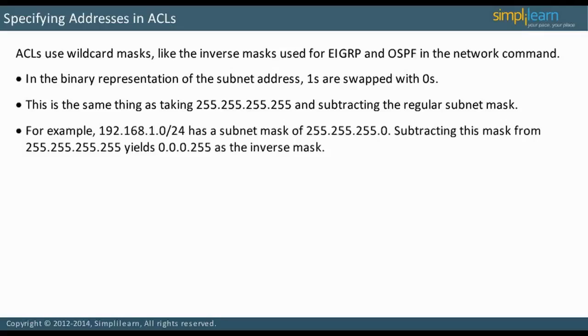For example, 192.168.1.0/24 has a subnet mask of 255.255.255.0. Subtracting this mask from 255.255.255.255 yields 0.0.0.255 as the inverse mask.